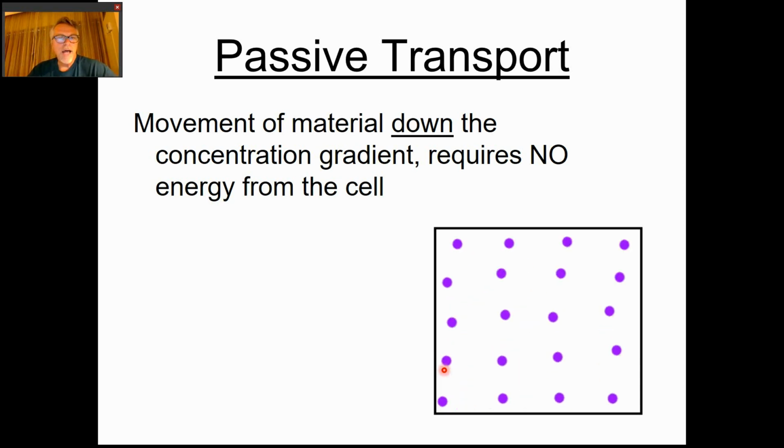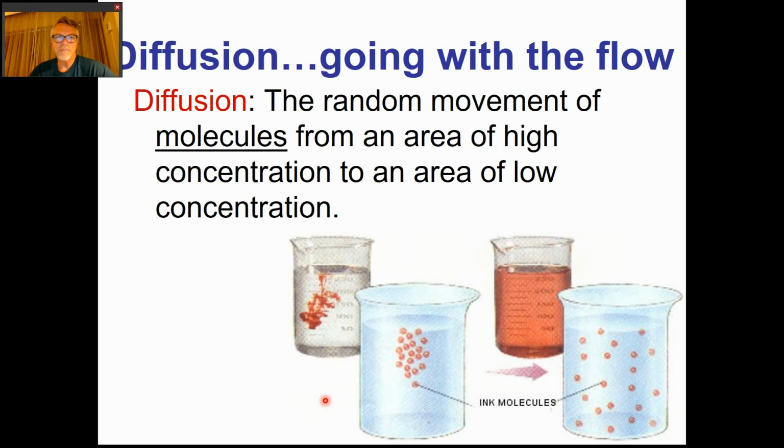So that has relevance for transport in cells. Specifically, when we're talking about it in the context of cells and cell biology, we use the term diffusion. So diffusion is the movement of molecules from an area where there are lots of those molecules, a high concentration, to an area where there's a low concentration. That's the purple dots in the previous slide. But we have another way to look at it here.